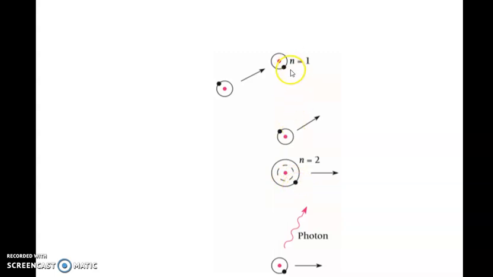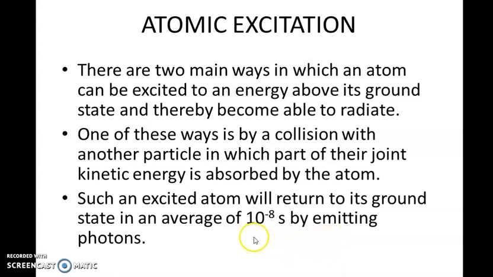For example, initially it was in n equal to 1. Then after collision, it is excited to n equal to 2. We know that this excited state is not stable, and within 10 to the power minus 8 seconds, this electron again will go to the ground state by emitting a photon. This process is called excitation by collision. So this excited atom will return to the ground state within 10 to the power minus 8 seconds by emitting a photon.